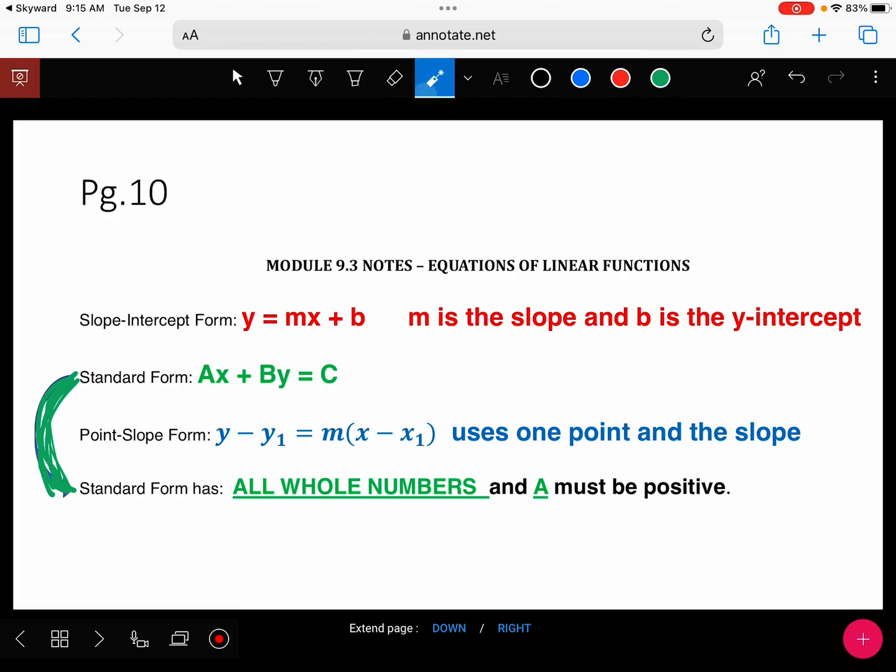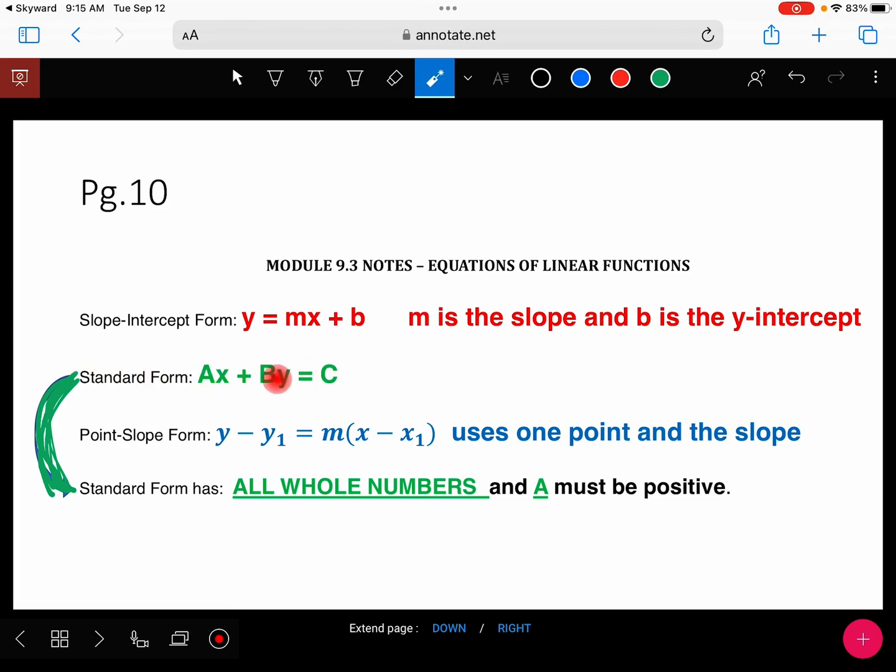For standard form, you have all whole numbers. So it has to be all whole numbers. A has to be positive. And we're going to write it so we have the A term first, then the Y term, and it equals C.